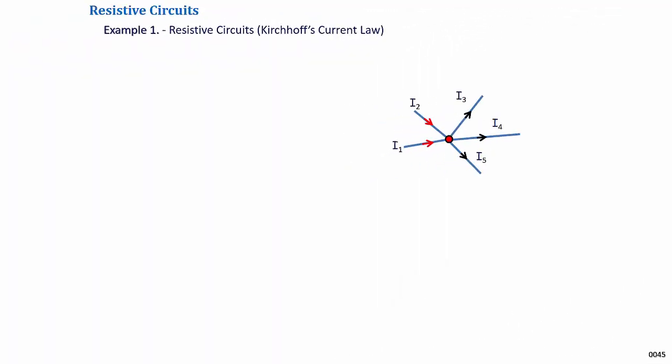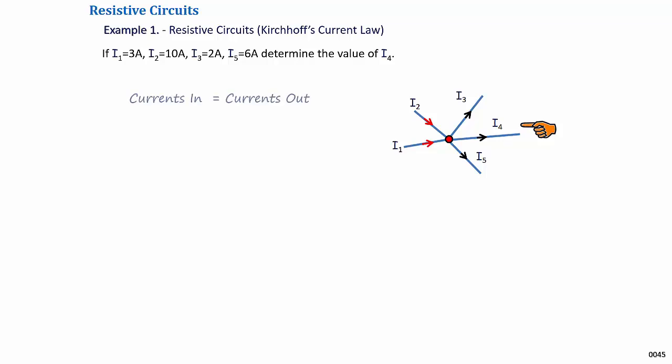The following example is in the accompanying workbook, Resistive Circuits, Kirchhoff's Current Law. Here we have been shown a junction with a number of currents entering and leaving the junction. And we have been asked to calculate the value of I4. By KCL, currents in equal currents out. So I1 plus I2 equals I3 plus I4 plus I5.